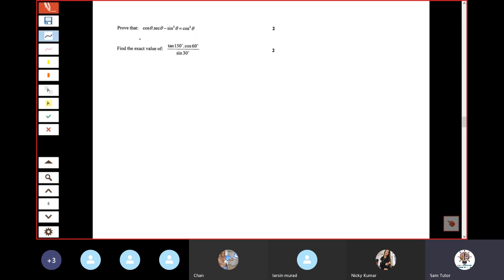Aiden, let's do the first one. Prove cos theta times sec theta minus sine squared becomes cos squared. 2 marks. Let's see if you can get it. Go. I'm not going to say much. You just tell me to do it, I'll write it. So cos theta can equal, I'll help you so you don't get stuck. It's just cos, you can't do anything to cos theta. Then sec theta becomes 1 over cos theta.